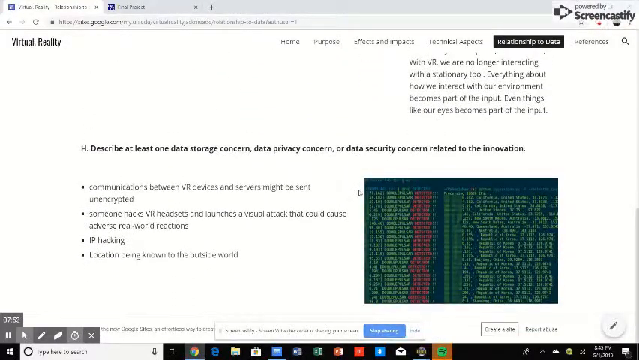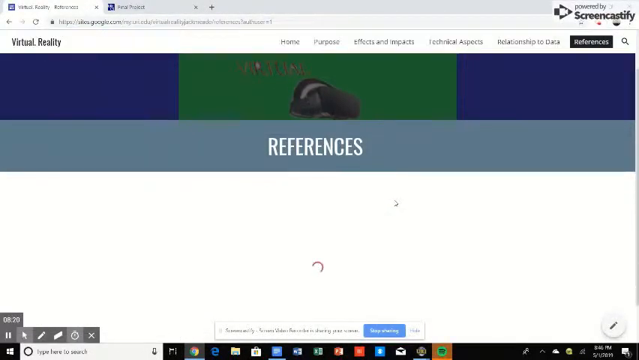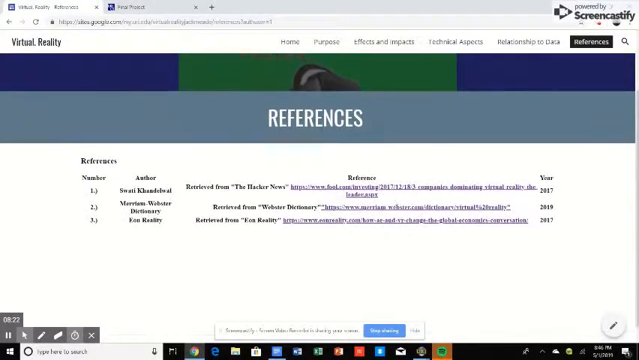And then part H was the data storage concern, and the communications between VR devices and servers might be sent and encrypted, which means that someone could hack a VR set and launch a visual attack, and there could be IP hacking and your location being known to the outside world. Summing that all up, there were references at the end, which are my references right here, and that is it.